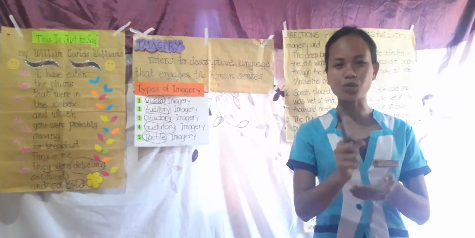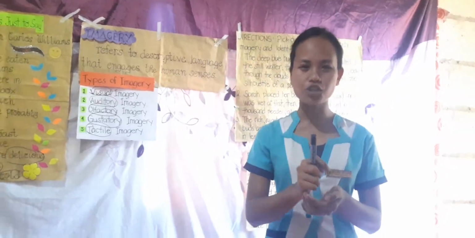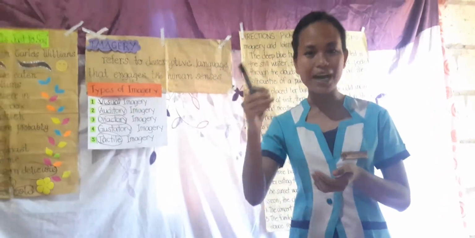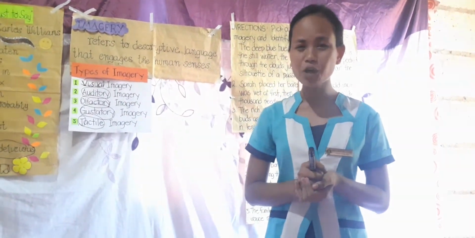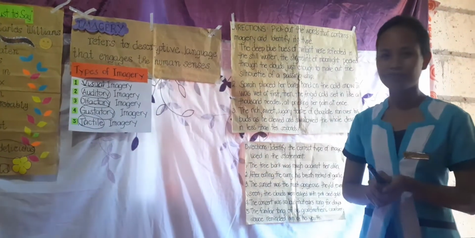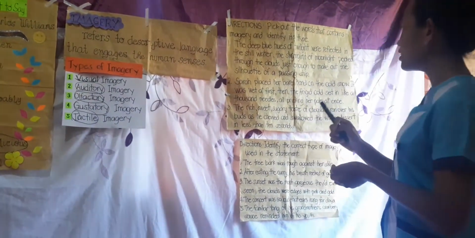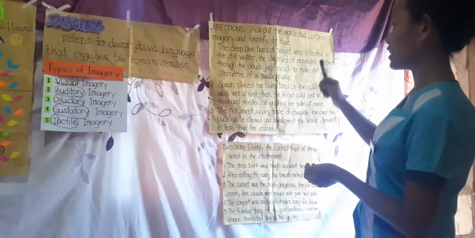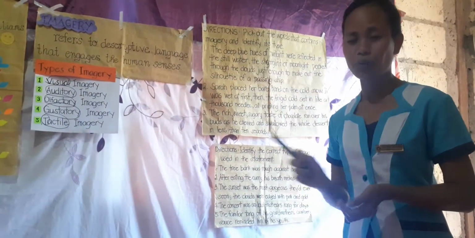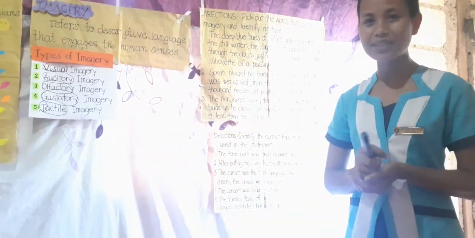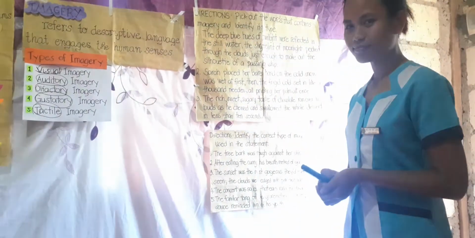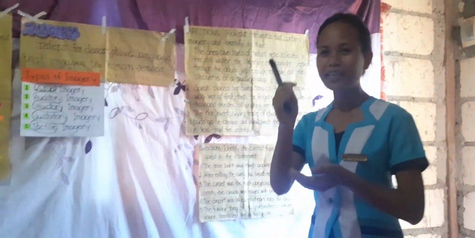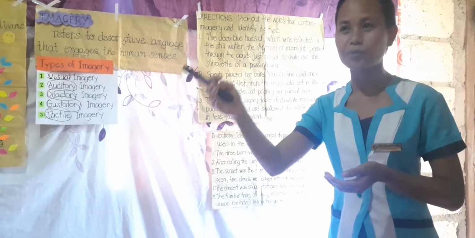I want your class to go to your group and get 1/4 sheet of paper. List all the members of the group at the back of that paper. And you're going to answer this one. Okay, let me read it. The directions are: pick out the words that contain imagery and identify its type. We have 1, 2, and 3. Okay, you'll have 5 minutes to answer. Please start. Are you done, class? Okay, time's up. Please exchange your paper with the other groups.